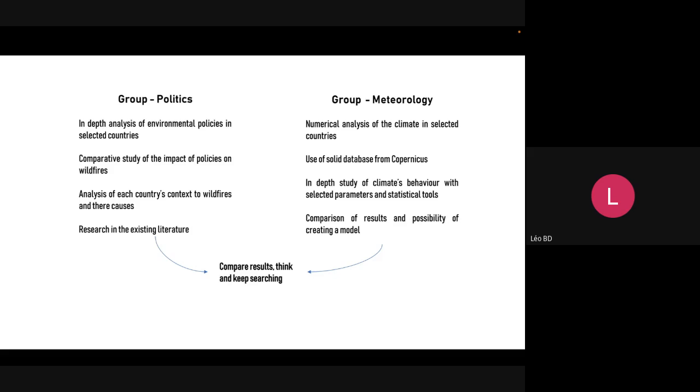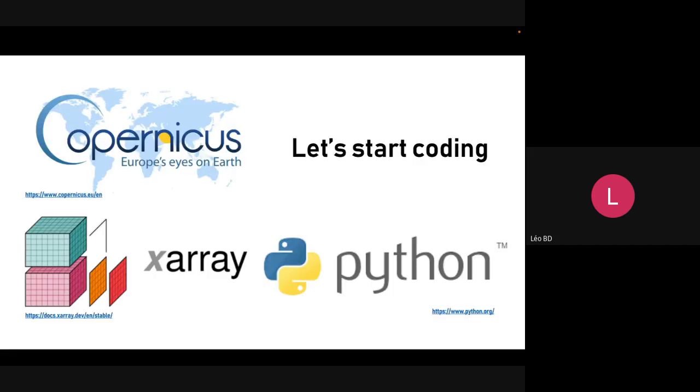And then we did some in-depth studies of climate behavior and tried to compare models between countries. It's always the same: comparing, analyzing, using statistical tools, trying to see which parameter is responsible for what. So this is basically the numerical analysis way of working. And of course, these two groups had to get together to compare results, to think and keep searching, and try to get more precise on what we were looking for and get the best method.